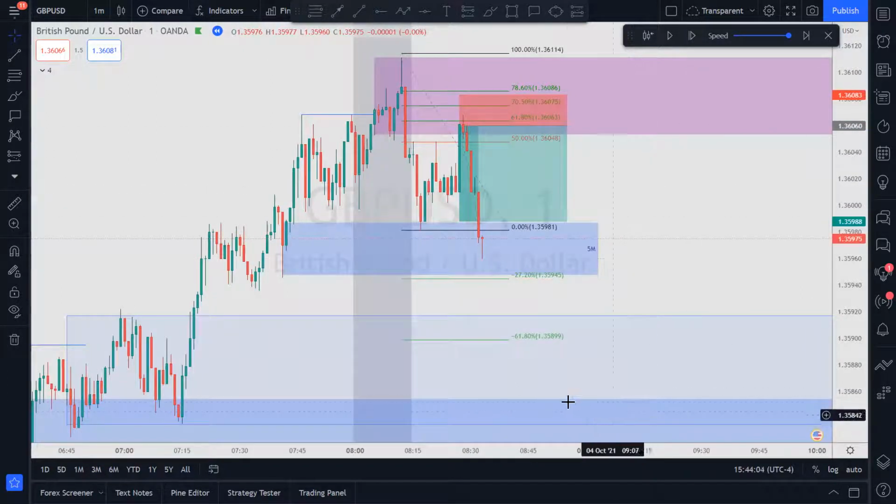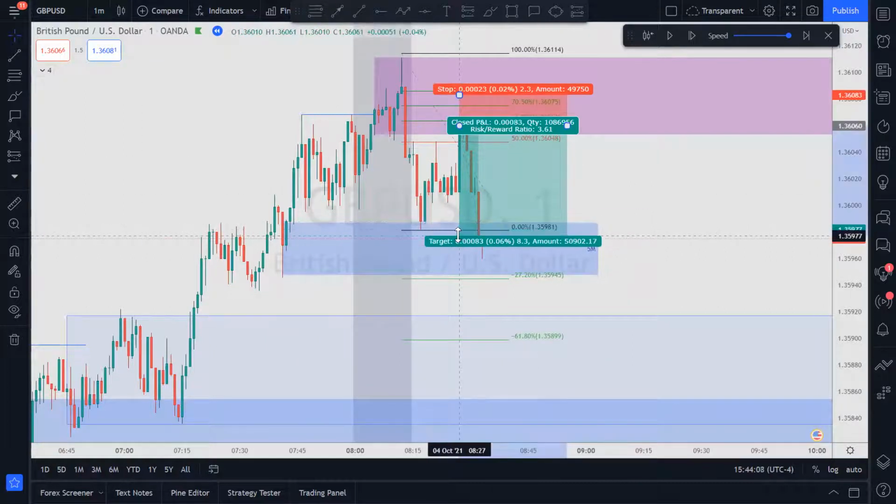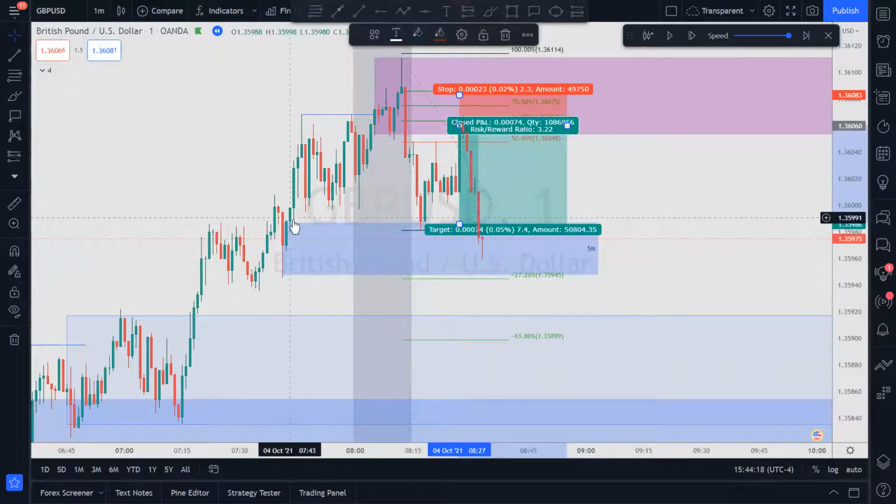Look at that. And I would have left. I would have got out. I ain't want to front. I would have got out. I wouldn't have got this 4, I would have got 3, because I would have just taken it to this order block here. But this would have been a great trade.